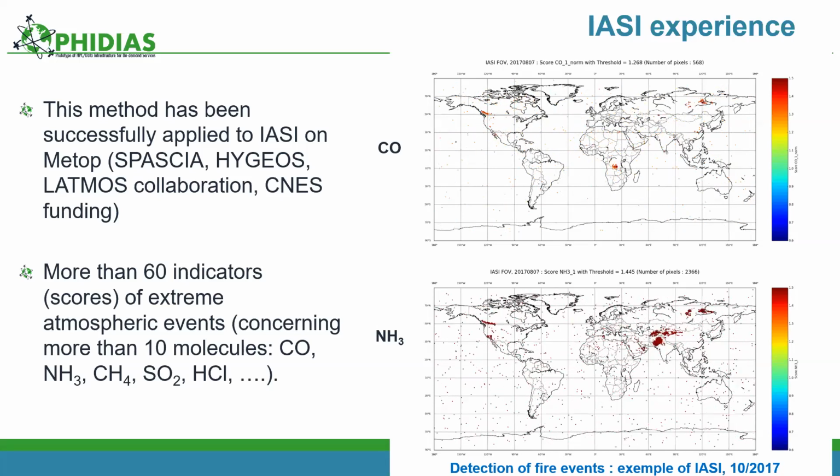It's an animation over the whole month of August 2017. You have the CO on the top and the NH3 on the bottom, and that was where extreme events were found. You can see on the left of the map in North America, fires on the west coast, and the plume moving from east to west. We can also see some events in Siberia, and in the north of the Indian Himalayan area.